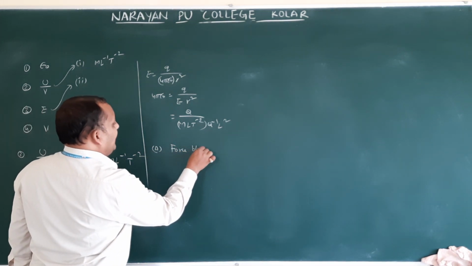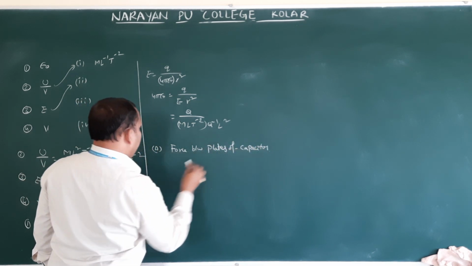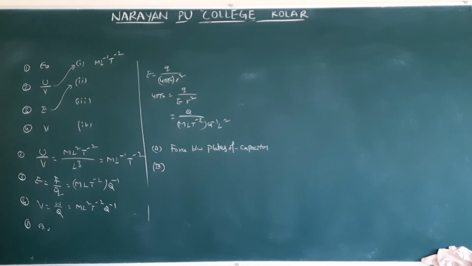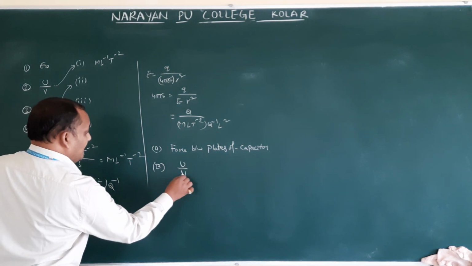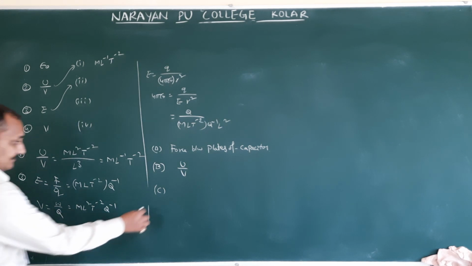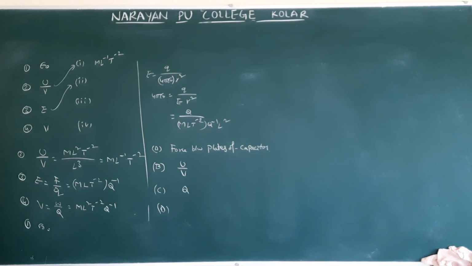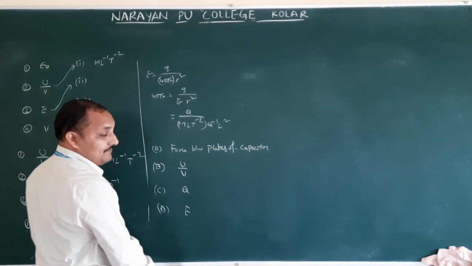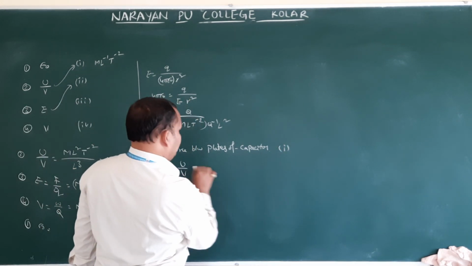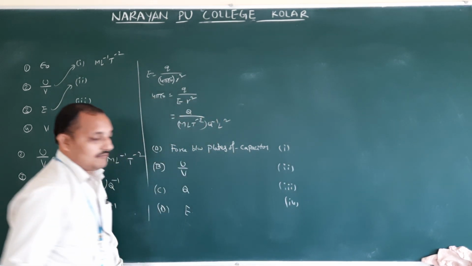Force between plates of capacitor. So B, what do they give for B? Energy density between plates, U by V. I am not writing fully. Next, charge on capacitor, that is nothing but Q. D, they gave electric field between the plates, E. So on the right side to match those: first one, second one, third one, fourth one. What they gave we will see.